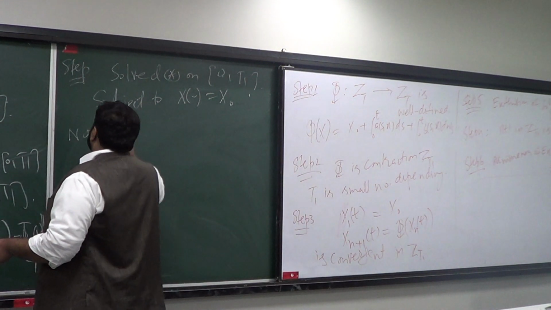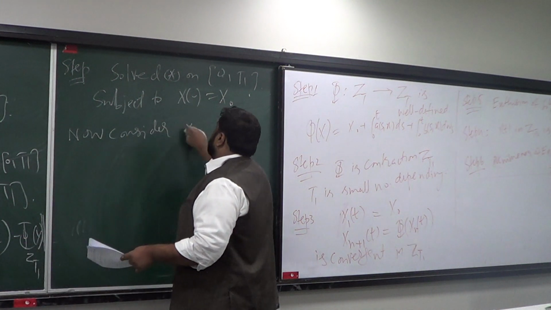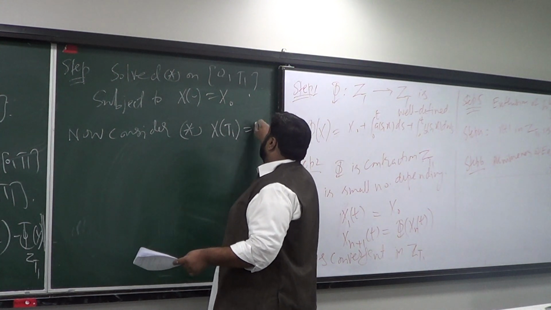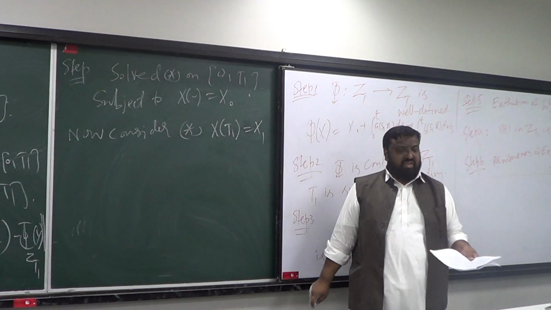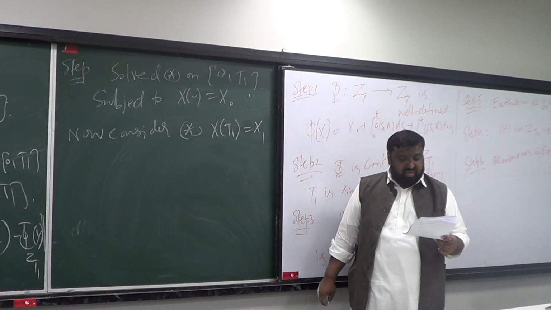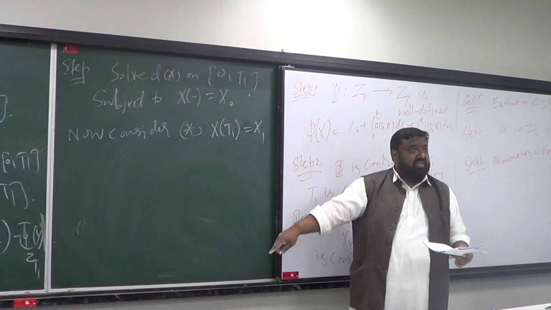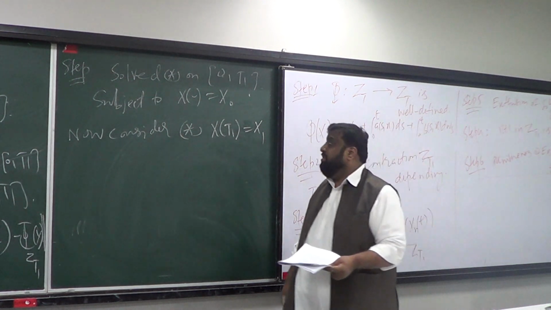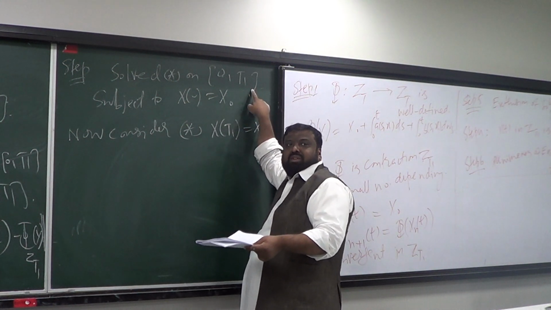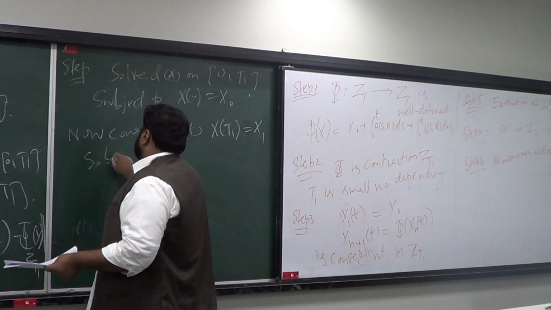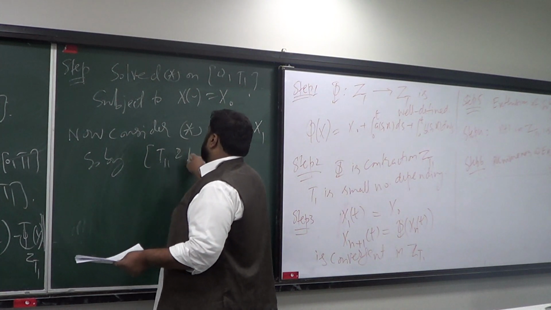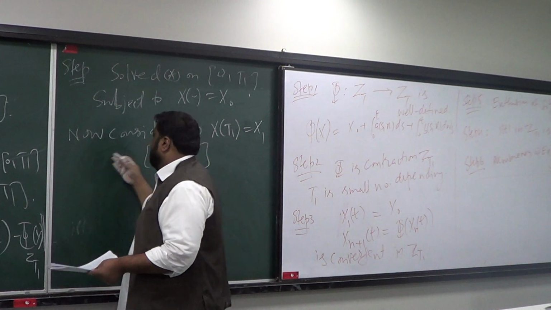And now I'm saying consider again star, but subject to the condition x of t1 being x1, for example. So what can I do? I can repeat the same argument, and I can have another solution that is valid on, so this one is valid on 0 to t1, the other would be valid on t1 to 2t1. So by the same argument you have the solution on t1 to 2t1.